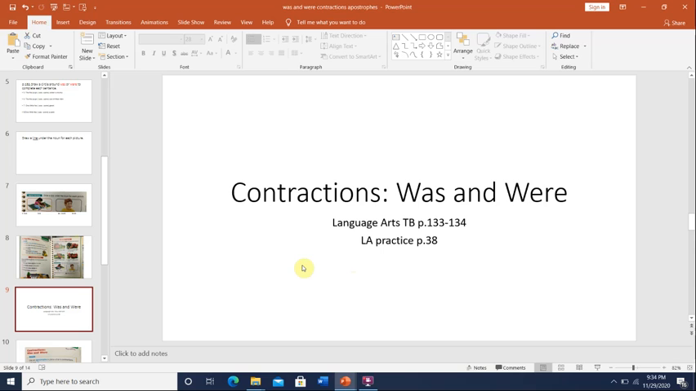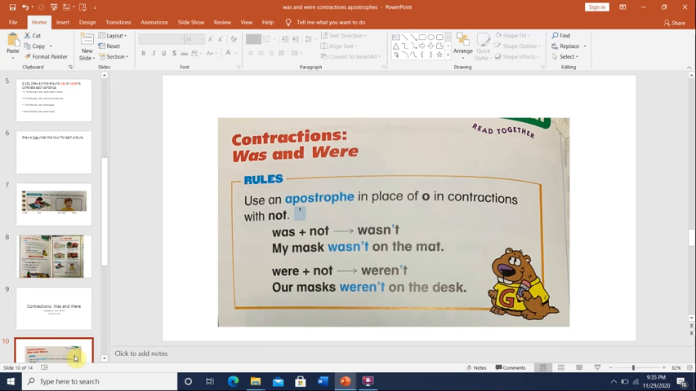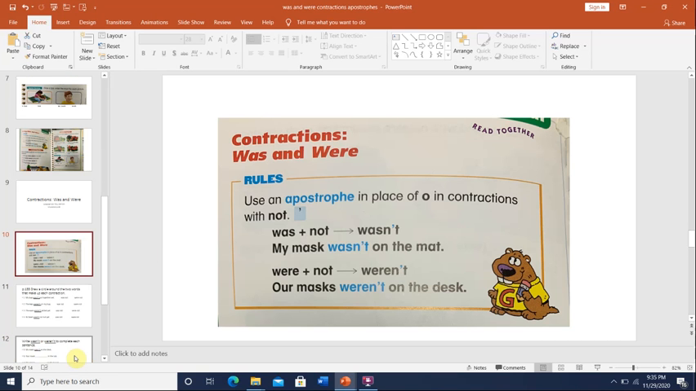Alright, so now we will start our second session about contractions. Last week when we took is and are, we learned how to make the contraction, right? When we learned how to put not after is and are. We said that a contraction is when you write two words in a short form. Today we will learn how to write the contractions of was and were when we want to put the word not with was and were.